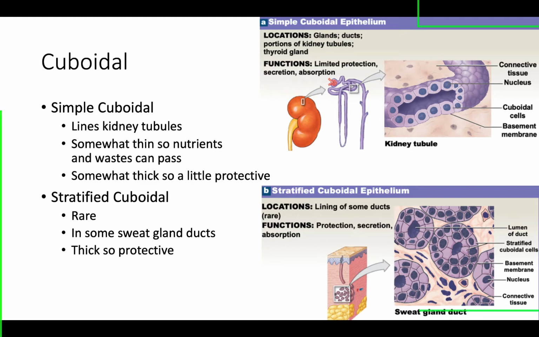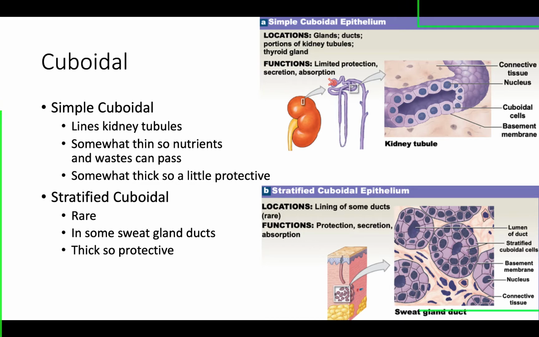Okay, so that's simple cuboidal. It's somewhat thicker, so it has a little bit of protection because those cells, even though there's only one layer, they're thicker than the squamous. So there's just a little bit of protection with those. And then we have the stratified cuboidal, which we see down here, and these are rare.